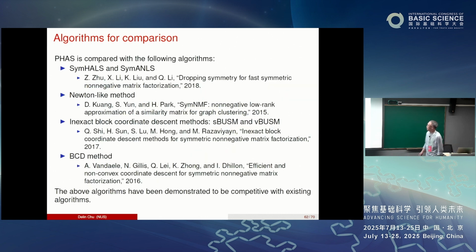Now we show our numerical results. We compare our new method with these two methods, the symmetric HAS method, the symmetric ANLS method, and the Newton-type method, also two BCD methods. The reason is, as we know, such methods have been shown to be competitive with other existing methods.